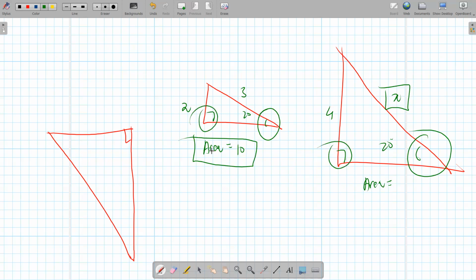Their areas are also related. And how are they related? To find the area of the bigger triangle, you need to multiply the area of the smaller triangle times the scale factor squared. Okay, the squared of the scale factor. So let's say the area of the smaller triangle is 10. What would be the area of the bigger triangle? 40. Yes, and that's how the areas are related, okay?